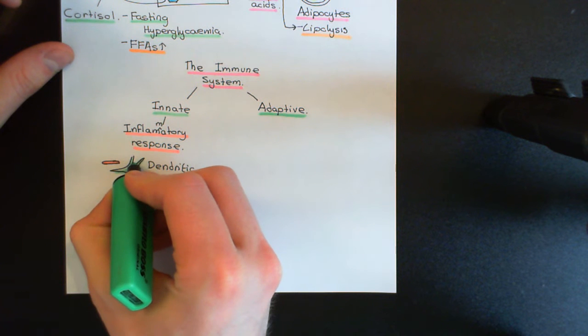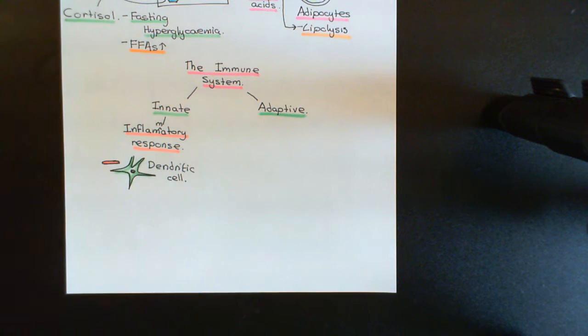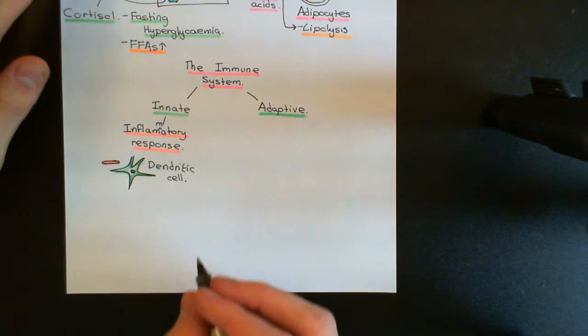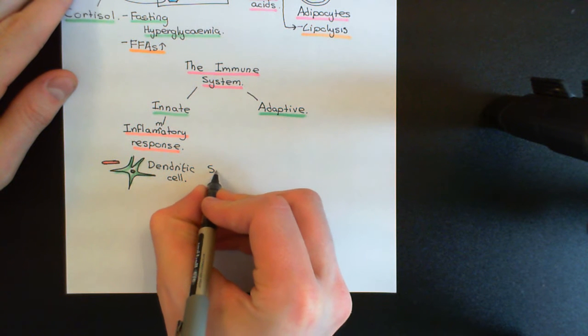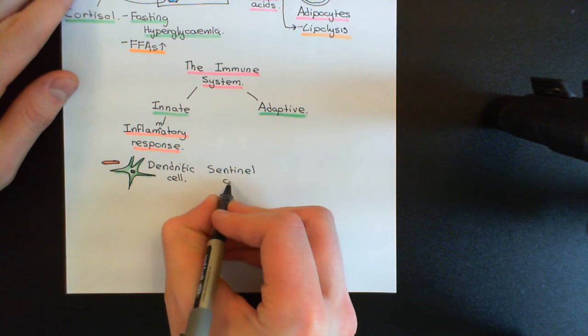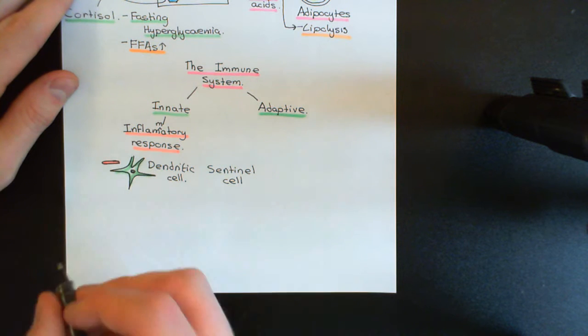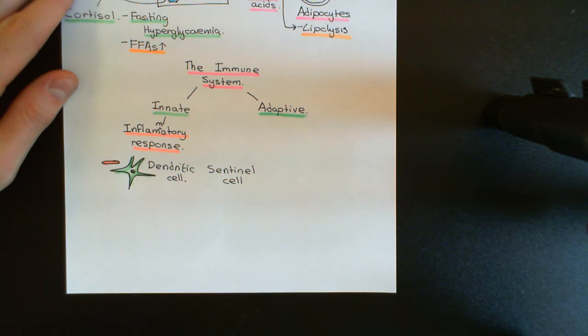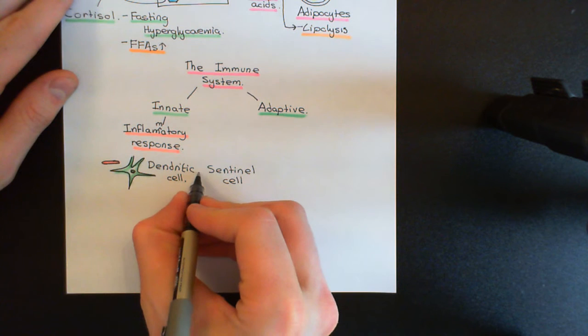It's constantly on guard and looking out for the presence of pathogens, and if it finds evidence that there are pathogens in the tissue that it's present in, it will initiate the inflammatory response. So dendritic cells are an example of what is known as a sentinel cell, these guard cells that are all the time looking for pathogens, and if they find it, they're going to initiate the inflammatory response.